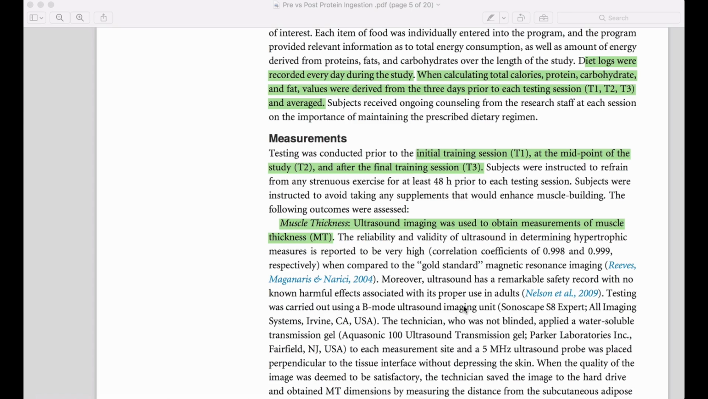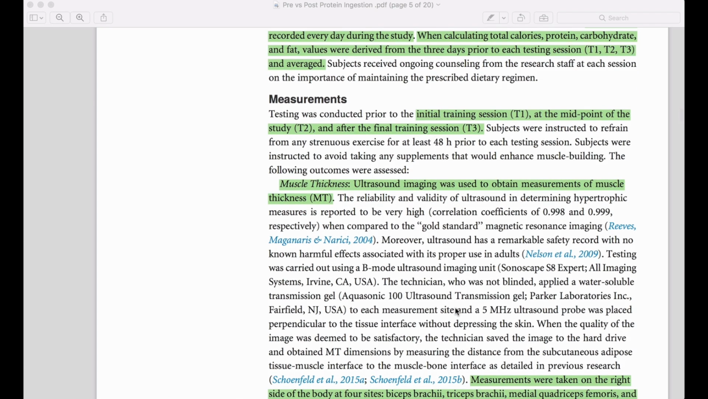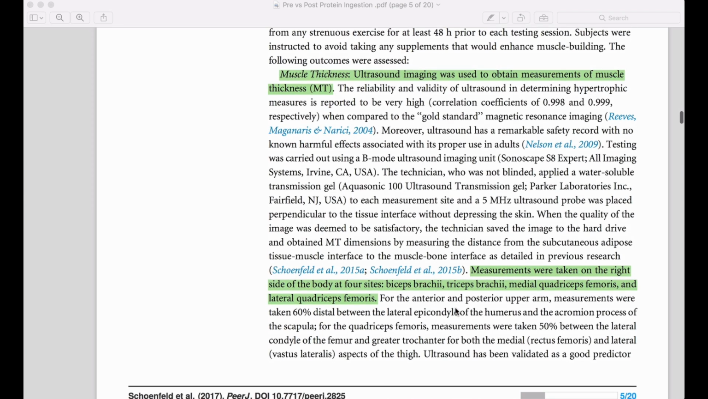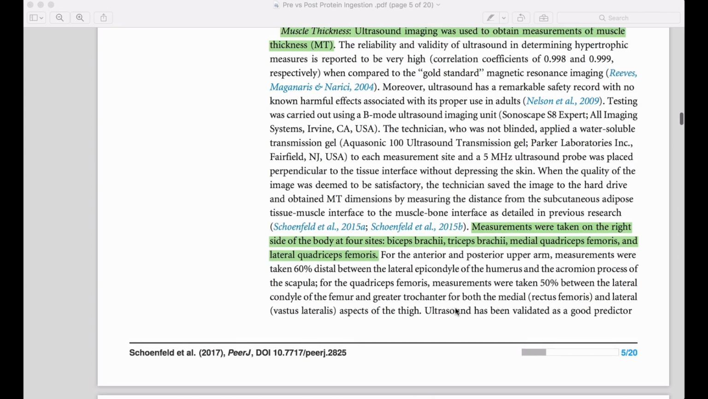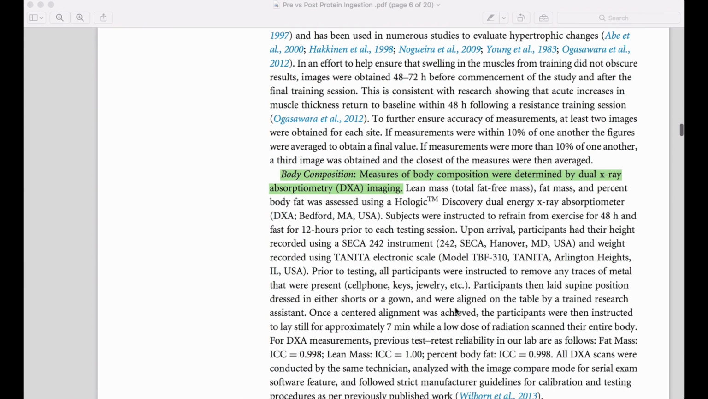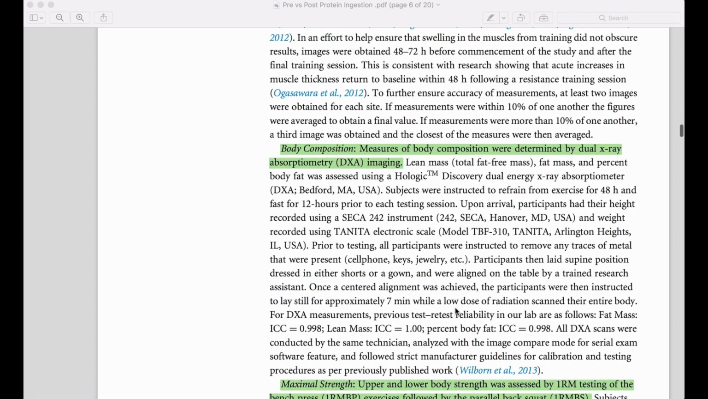So in regards to measurements, they did it at the start, midway through, and at the end of the training. They looked at muscle thickness using ultrasound, a very good method with good correlation coefficients. They also measured body composition using DEXA scan, again highly rated in regards to accuracy, to get the best reading.